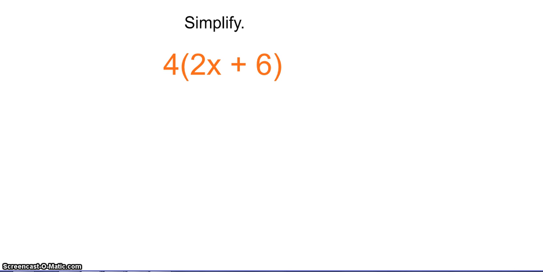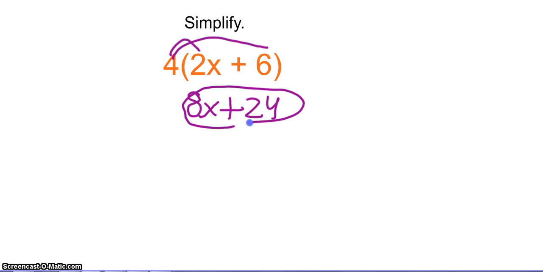So for example, number 1, we're going to simplify the expression 4 times the sum of 2x plus 6. So first we're going to distribute the 4. The 4 is going to be distributed to both the 2x and the 6. When we multiply 4 by 2x, we're just going to multiply 4 by the coefficient of 2, which gives me 8, and the variable remains the same. The variable stays as x. And then add 4 times 6 is 24. Now as we can see, 8x plus 24, there are no like terms, therefore our expression is simplified.